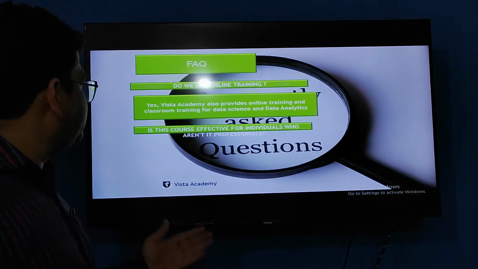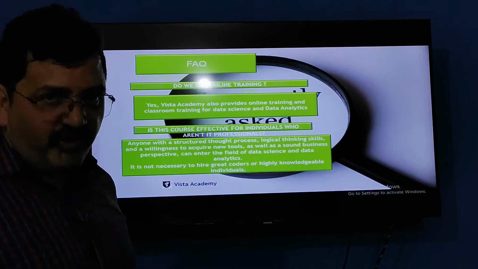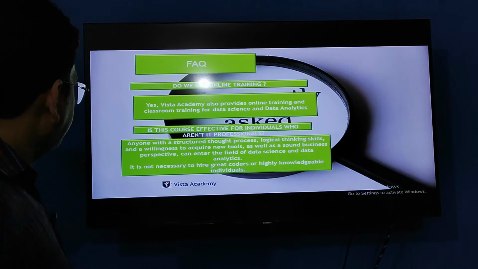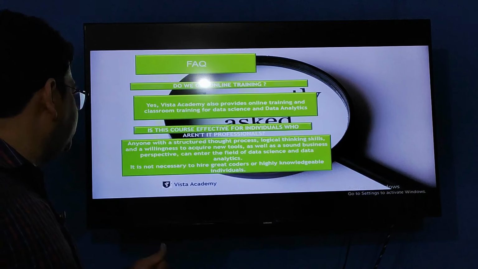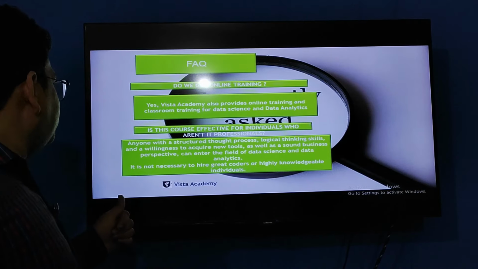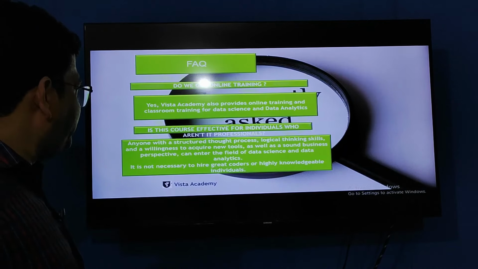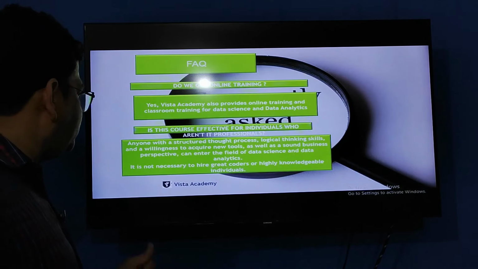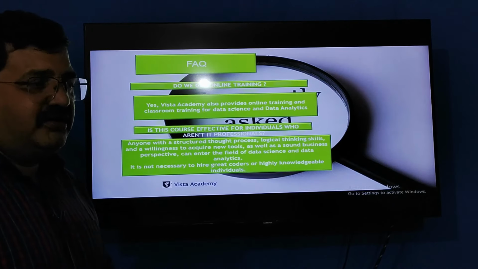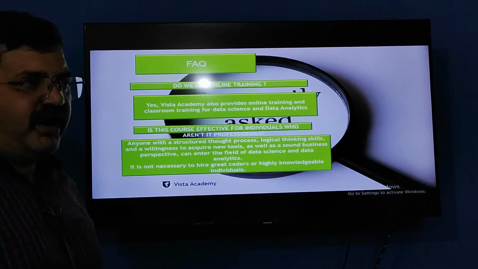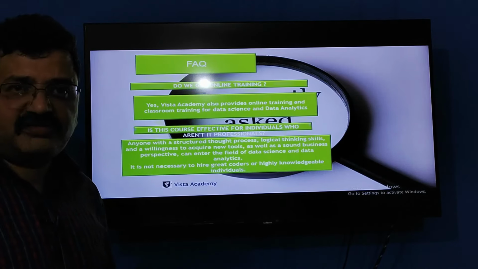Is this effective for individuals who are in the IT profession? And if you don't have any technological knowledge, will it work for you? Even with a structured thought process, logical thinking skills, willingness to acquire new tools, and a sound business perspective, you can enter the field of data science. Anyone can do this course. There is no requirement that you need to be an IT expert. Anyone can join from the beginning, and we are starting this course from scratch for everyone.